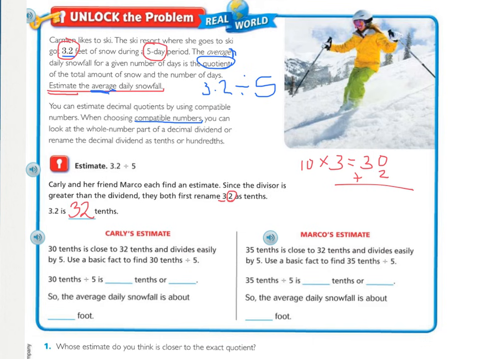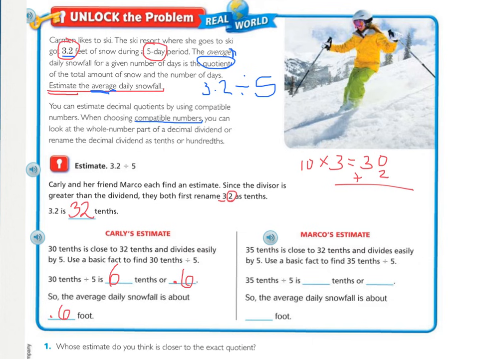Let's look at Carly's estimate. 30 tenths is close to 32 tenths and divides easily by 5. So we're going to use a basic fact to find 30 tenths divided by 5. Now she chose 30 tenths because she's using compatible numbers. 32 is how we renamed it to be tenths, because 3 2/10 is the same as 32 tenths. The compatible number of 30, we can divide easily by 5 using mental math. And so 30 tenths divided by 5 is 6 tenths, or if you write it as a decimal, 0.6. So according to Carly's estimate, the average daily snowfall is about 6/10 of a foot.